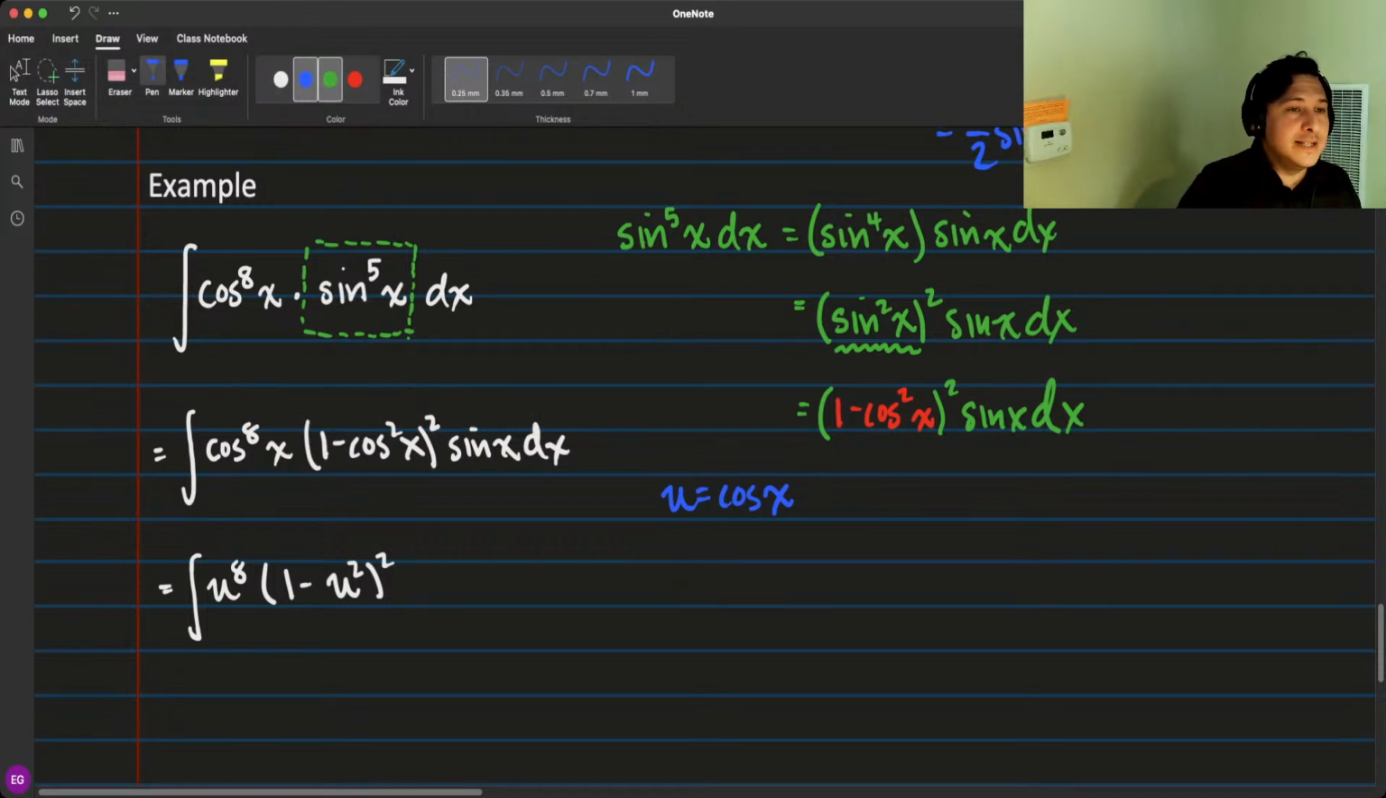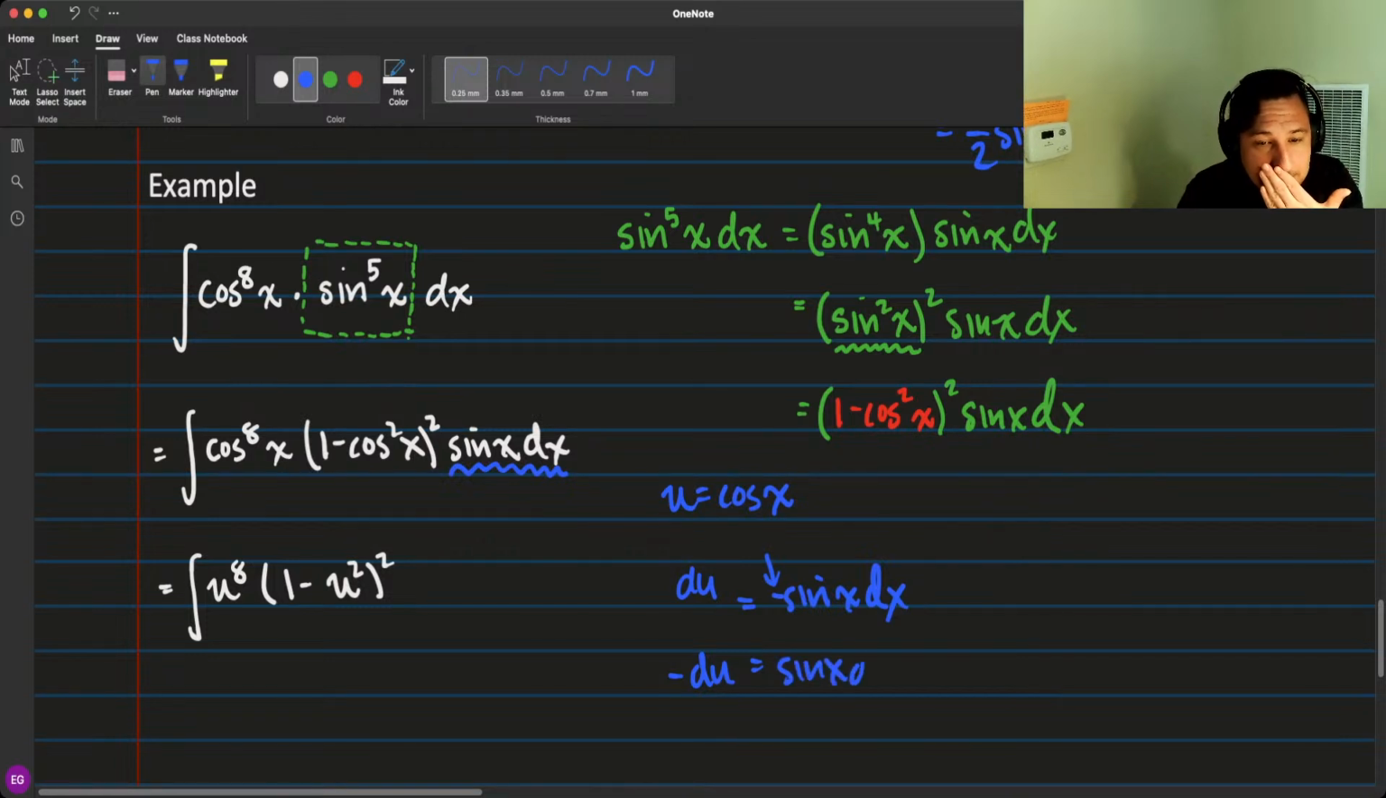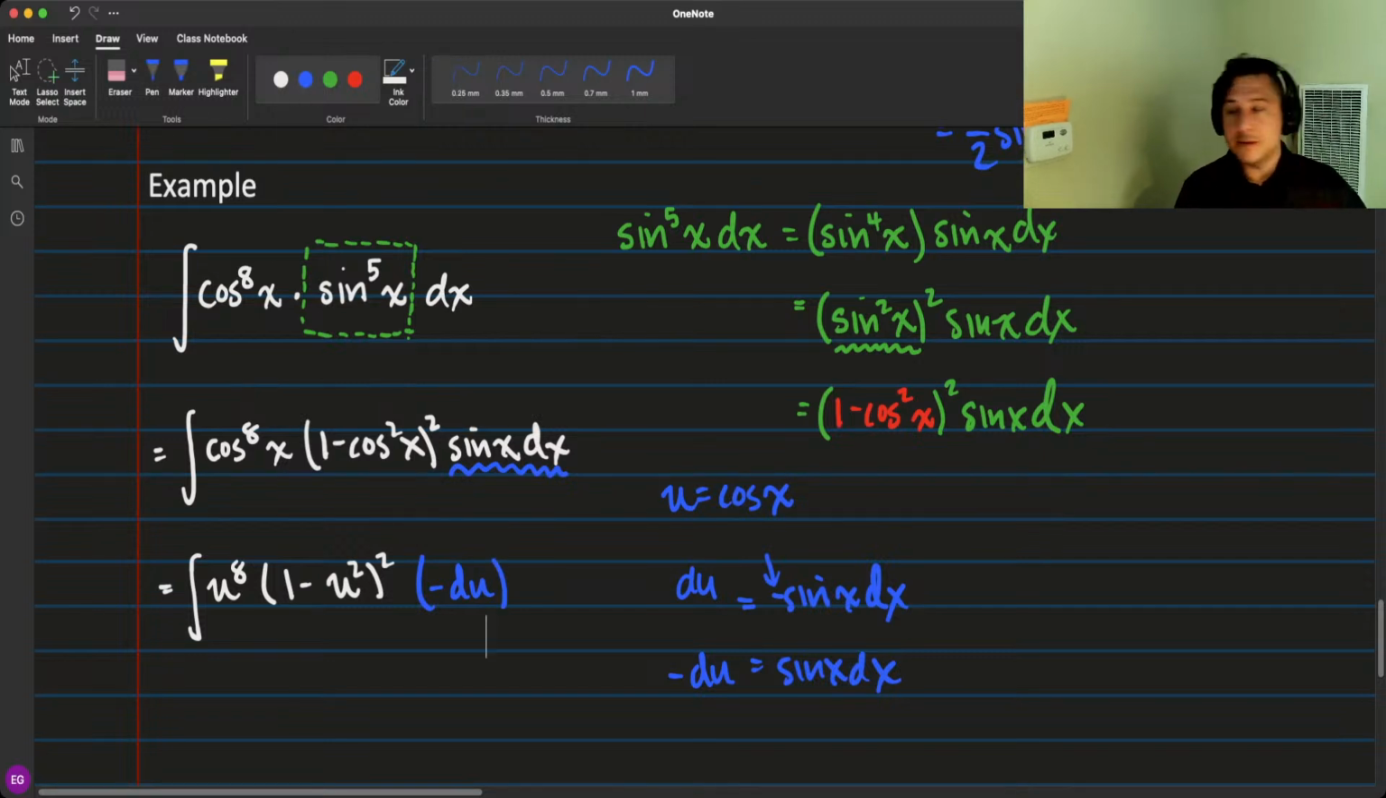Now if your u is cosine x, then your du dx is minus sine x. So I have a sine x dx right here, but I have this minus that I need to get rid of. Oops, and I already moved the dx over, so that's not supposed to be there. Which means that minus du is equal to sine x dx. So this is just minus du now.